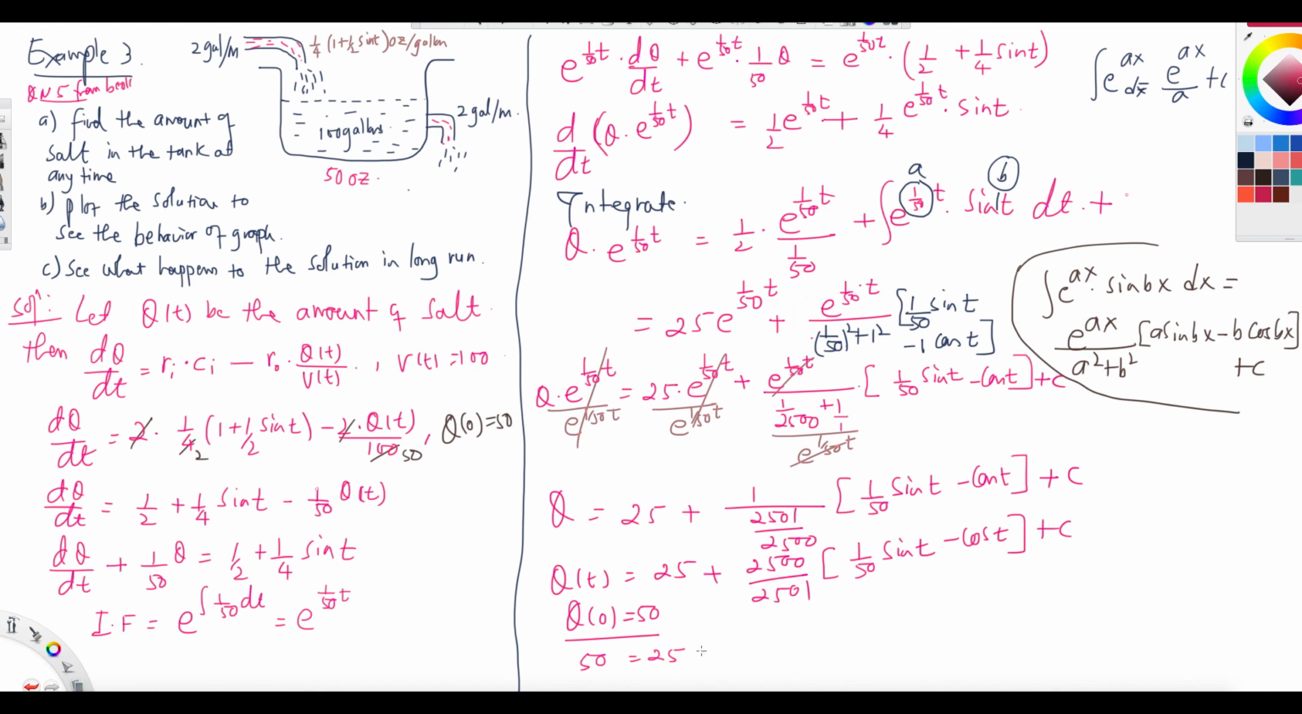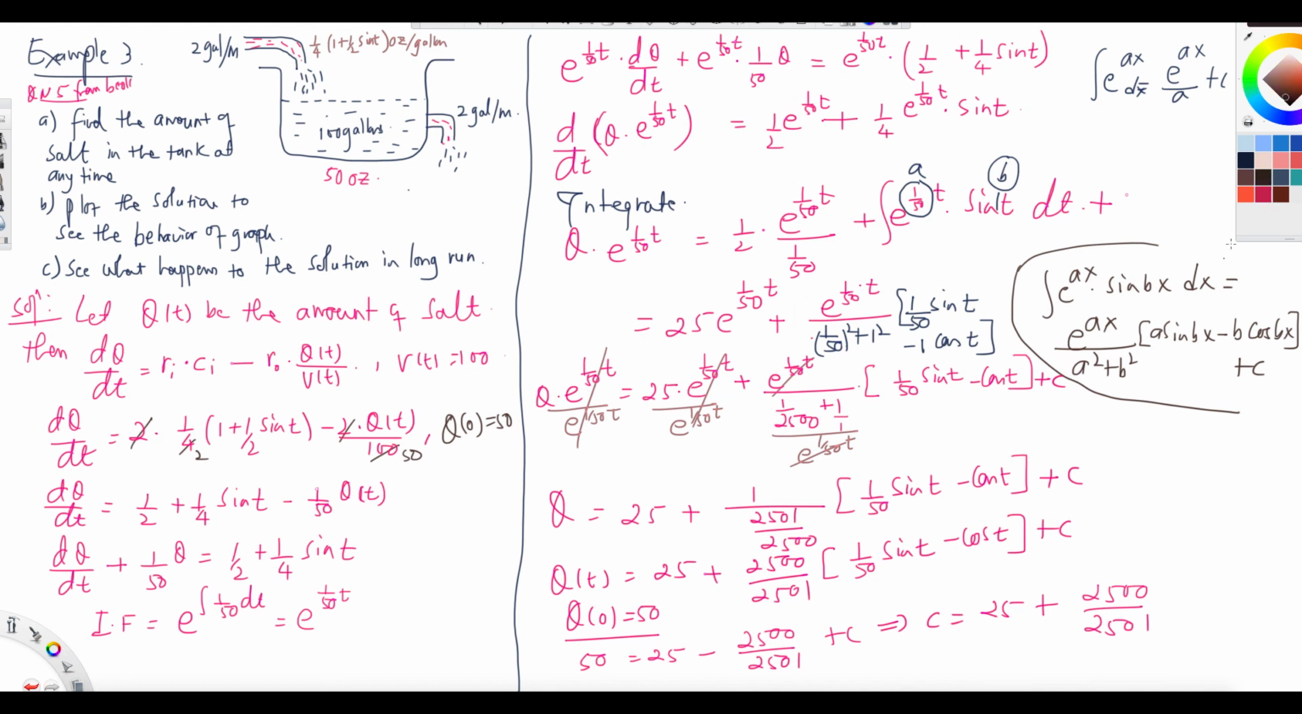And then minus, because these times that will be negative, 2500 over 2501 plus c. So what do you get then? You will get 50 minus 25, which is 25. So 25 plus that. So this implies c equals 25 plus 2500 over 2501.